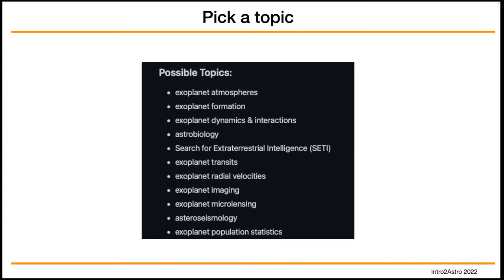All right, after reading a few example proposals, you should have a good feel of what a good proposal entails. The next step is to pick a topic that you are really interested in. Here's a list of topics of hot ongoing research in exoplanets, including atmosphere, formation, dynamics, astrobiology, the origin of life, the search for extraterrestrial intelligence, transit, radial velocity, imaging. We have talked about a lot of these during our previous sessions. So feel free to pick a topic here, or if you have other interests, you can also write a proposal on those, including maybe gravitational waves, comets, interstellar interlopers, solar system exploration, you name it.